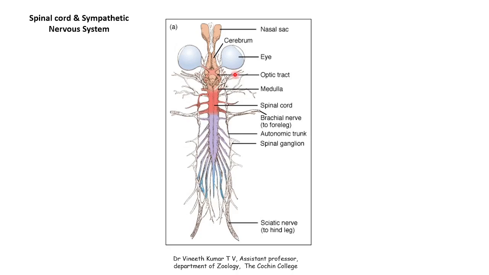The ramus communicans of each spinal nerve joins, as we said earlier, the sympathetic ganglion. Thus, each longitudinal sympathetic trunk is a chain of ganglia, 10 in number, because there are 10 spinal nerves. From the ganglia, nerves are given off to the viscera, the blood vessels, the glands, and also the involuntary muscles. So that's the sympathetic nervous system.